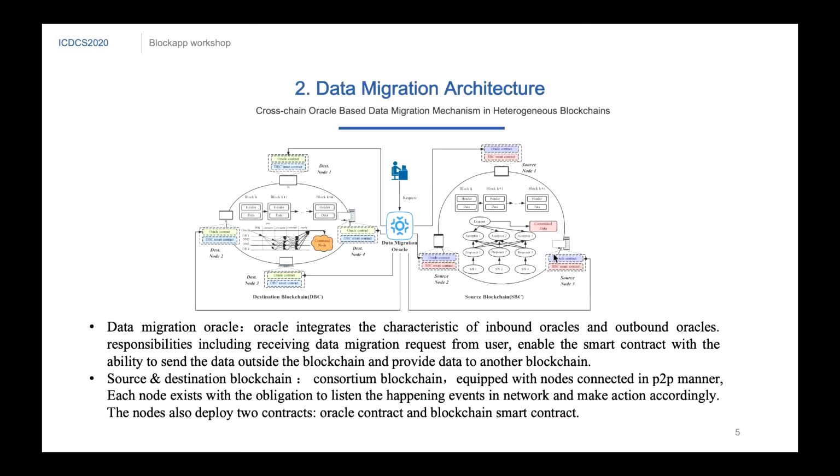And the source and destination blockchains are two cooperating blockchains which play different roles: the data provider and the data receiver. Equipped with nodes connected in a P2P manner, each node has the obligation to listen to the events happening in the network and act accordingly. The nodes also deploy two contracts, including the oracle contract and the blockchain smart contract.